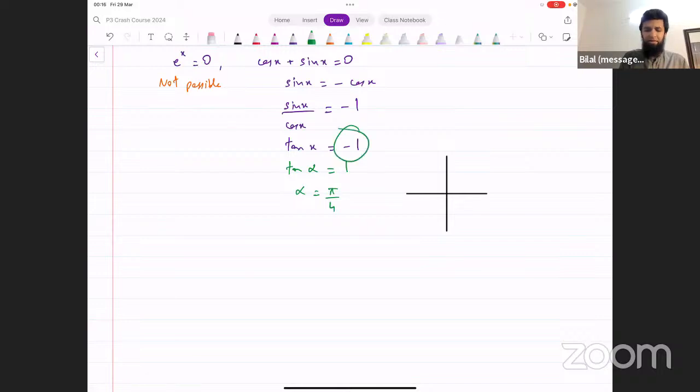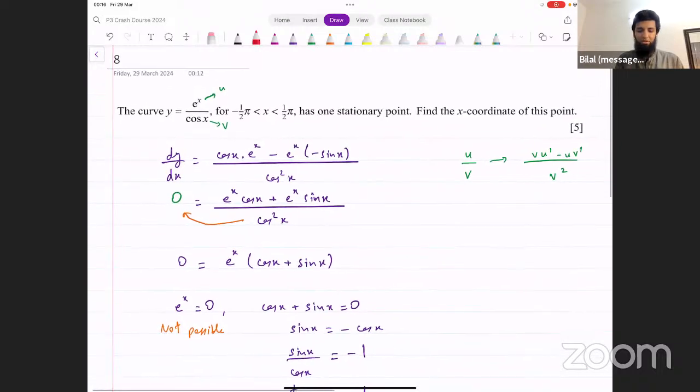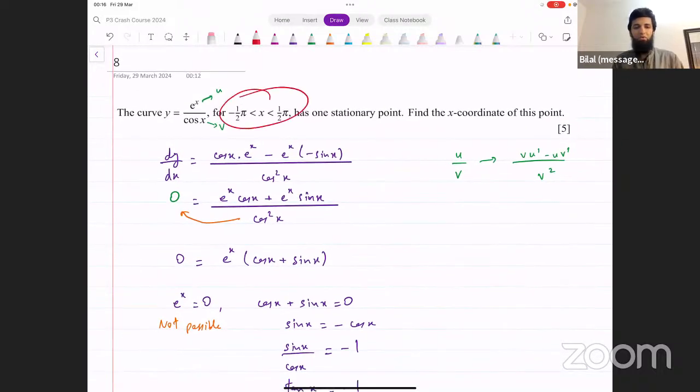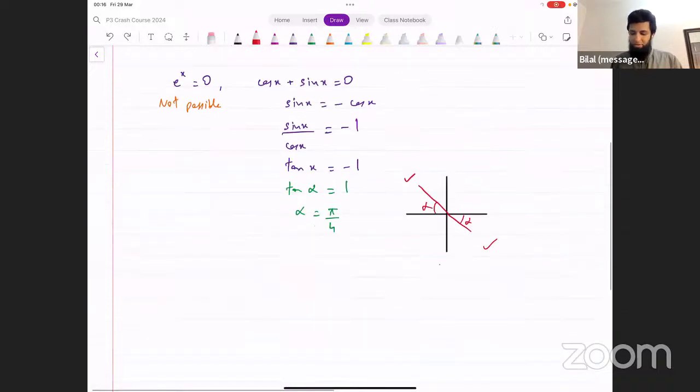Tan is negative. Where is tan negative? Tan is negative in the second quadrant or in the fourth quadrant. So these are the two possible angles that we have. It's either here or here. Now we look at the interval that's given in the question. The interval is from minus pi over 2 to plus pi over 2. Minus pi over 2. So that's minus 90 degrees. This is minus pi over 2. And plus pi over 2. This is plus pi over 2. So basically, interval is this.